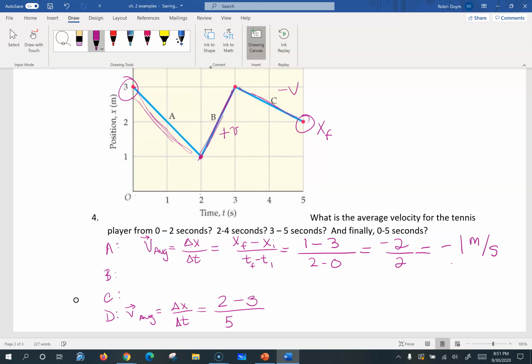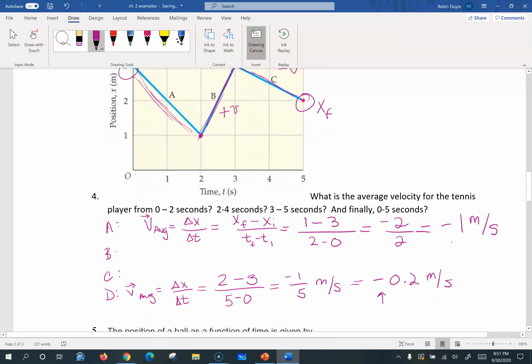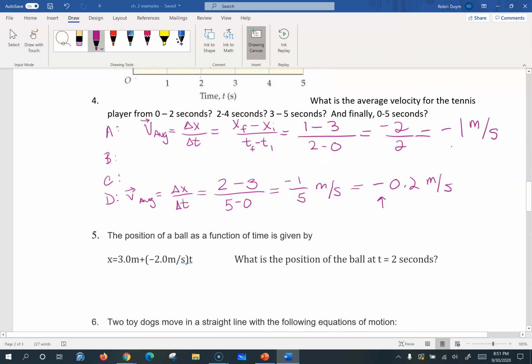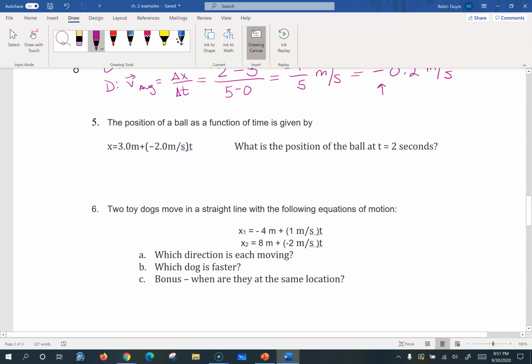And then it goes from 5 to 0 seconds. So 2 minus 3 is -1 over 5 meters per second, which is -0.2 meters per second. So just on average, throughout that whole trip, she's moving in the negative direction, and she's only covering 0.2 of a meter each second. All right, let's keep moving.